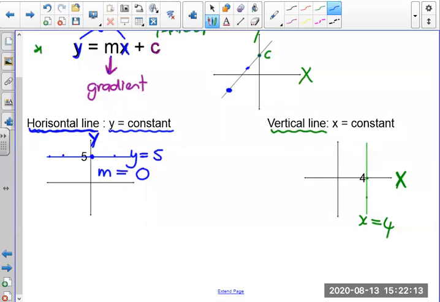And what's the gradient of a vertical line? Well, now the x values stay the same everywhere. So now you have the x's under the line, and that will give you a 0 under the line, and you cannot divide by 0. So the gradient of any vertical line is undefined.